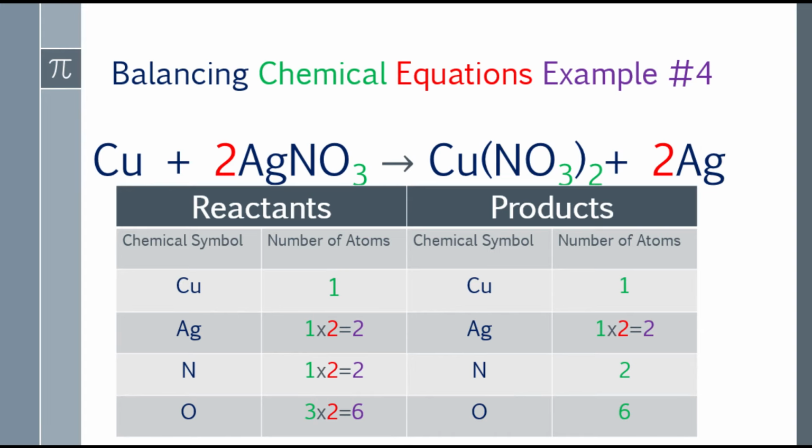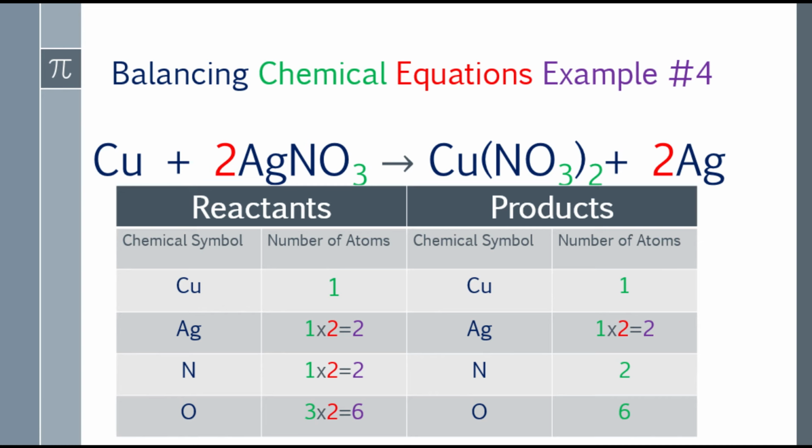So, 1 times 2 is equal to 2. So, pag makikita mo yung table, 1, 2, 2, 6, and same with the product side, 1, 2, 2, 6 for copper, silver, nitrogen, and oxygen, respectively. So, balance na siya. Alright, so, alam ko mapapansin nyo bakit ba ang number of atoms dun sa nitrogen and oxygen ay 2 and 6, respectively?